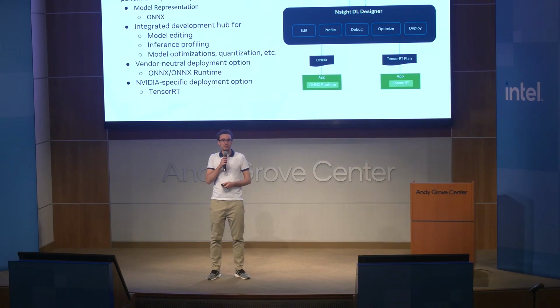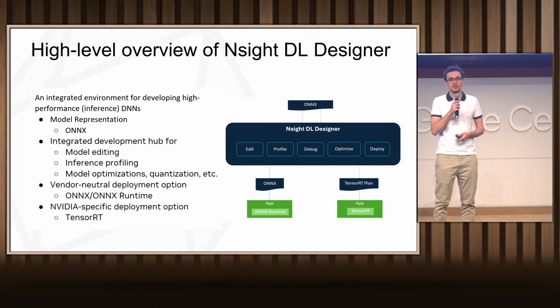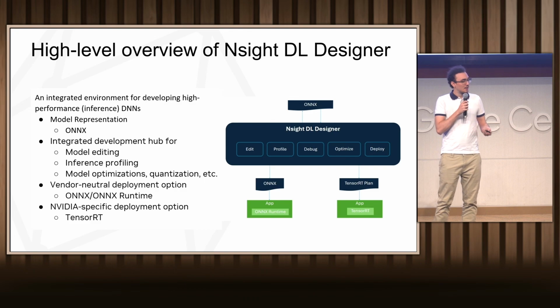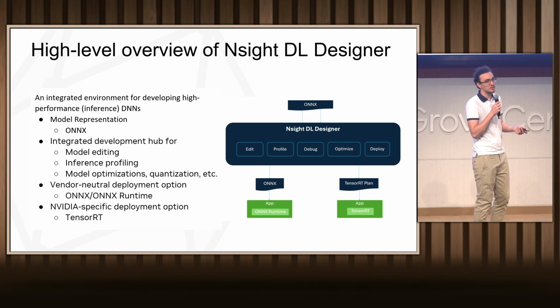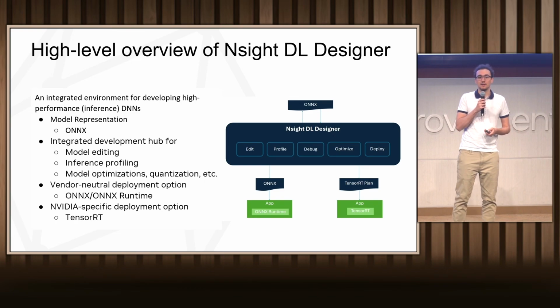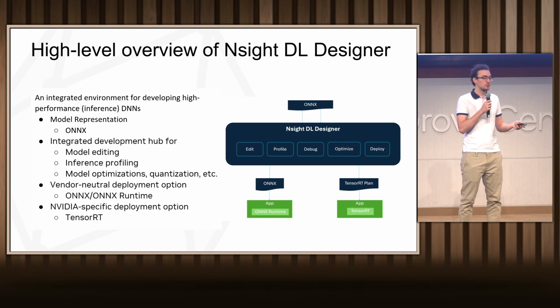And for today's presentation, we wanted to present what me and my team have been working on, which is a desktop application called Nsight DL Designer, short for Deep Learning Designer. It is an application that's part of the Nsight tool suite, like Nsight Compute, Nsight Systems, or Nsight Graphics. But it's specifically designed and targeted for deep learning designers and users who are working inside the ONNX ecosystem.